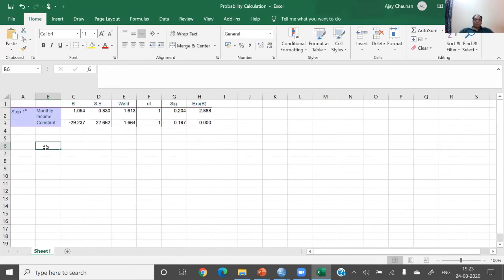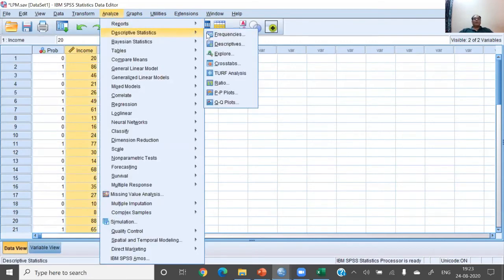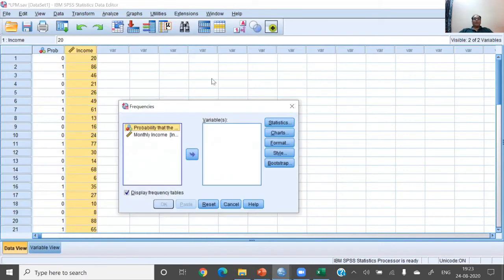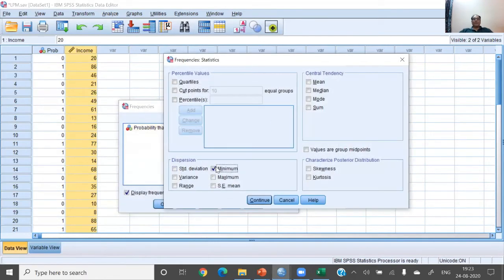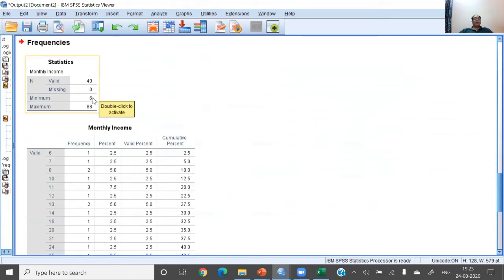My dependent variable is income, and I have to find out the range of this income. So let me analyze this, and I just want to see the minimum and maximum value of the income. So minimum value is 6 and maximum value is 88. I hope you can see it. The minimum income of the customer is 6,000 and maximum is 88,000.